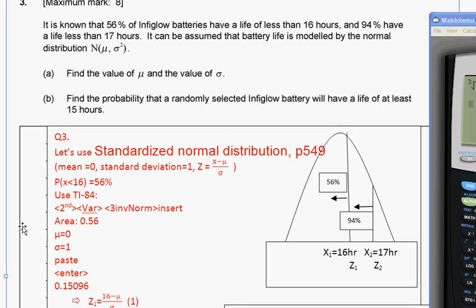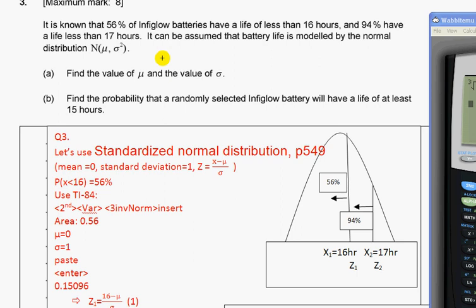Okay. So it is known that 56% of batteries have a life of less than 16 hours, 94% have a life of less than 17 hours. It can be assumed that the battery life is modeled by normal distribution. So we have normal distribution. Find the value of mu and the value of sigma.